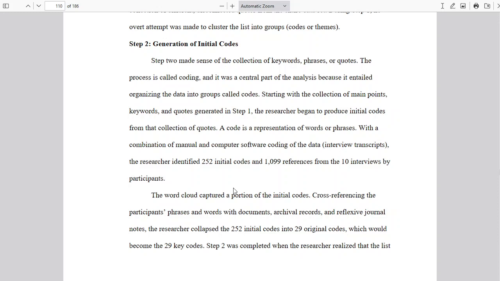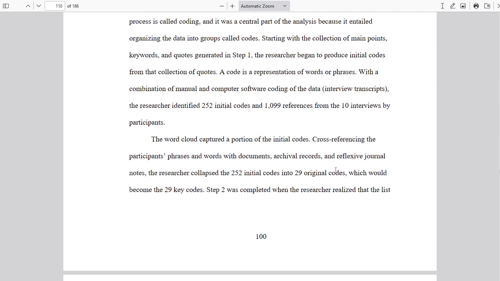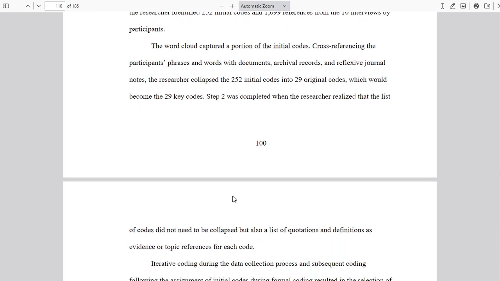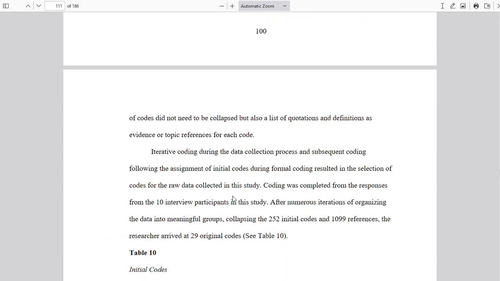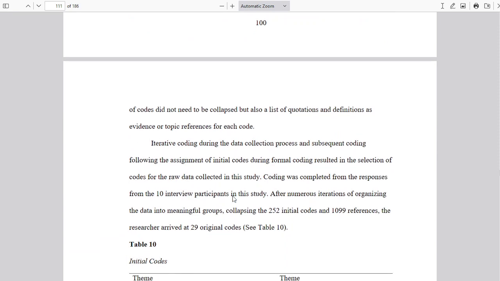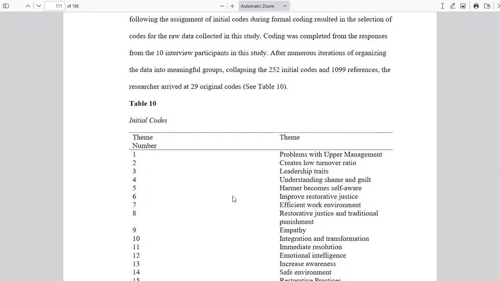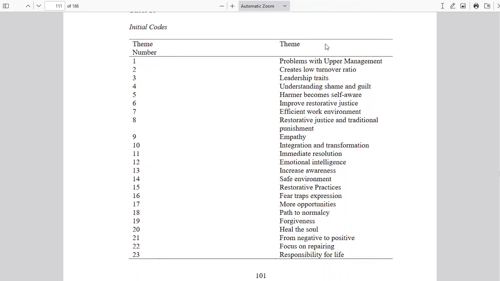The researcher identified 252 initial codes and 1,099 references from the 10 interviews by the participants. The 252 initial codes collapsed into 29 original codes, which would become the 29 key codes. So here's the initial codes right here.